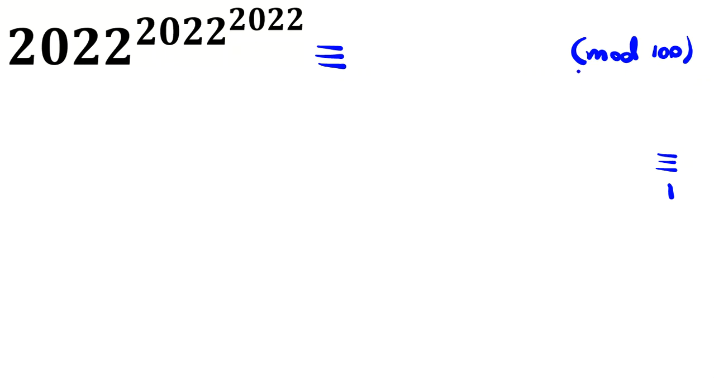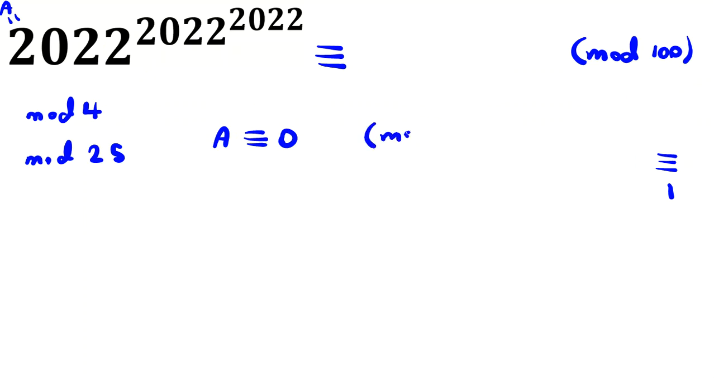So when we have mod 100, instead of that, you can find the remainder when divided by 4 and 25, similar to the Chinese remainder theorem. So mod 4 for this number is easy. If I call this number A, 2022 to the power of 2022 to the power of 2022, then A mod 4 is 0 because it's an even number to the power of a large number. So the only thing we should do is mod 25.